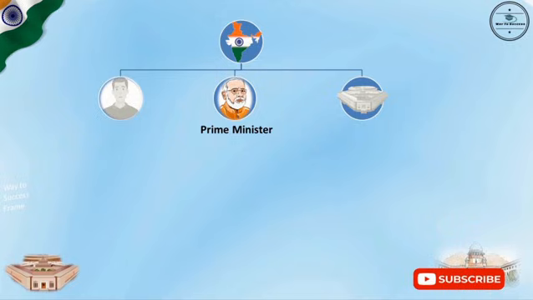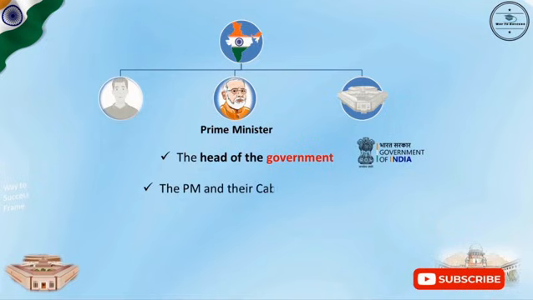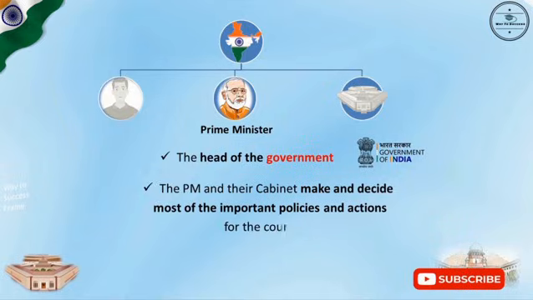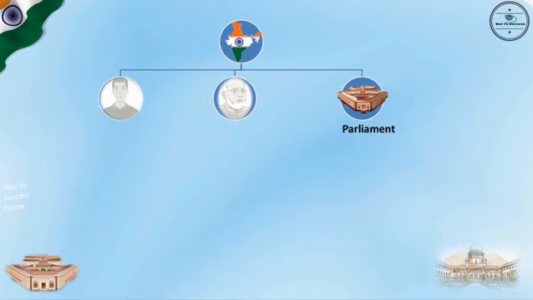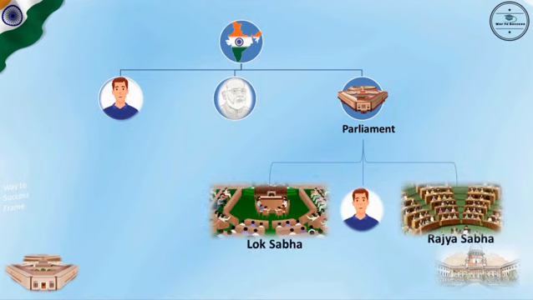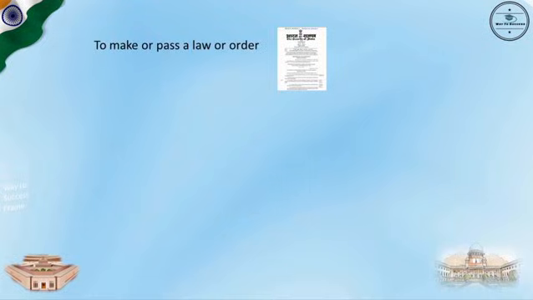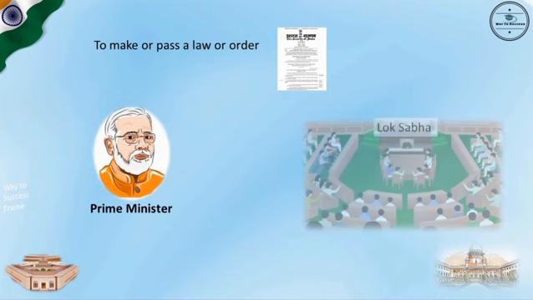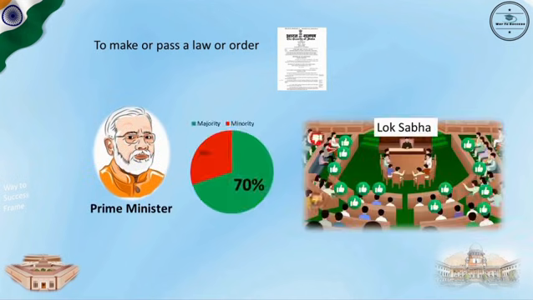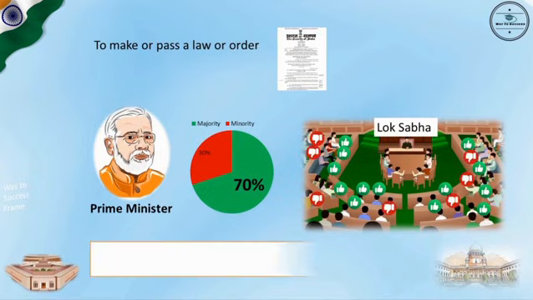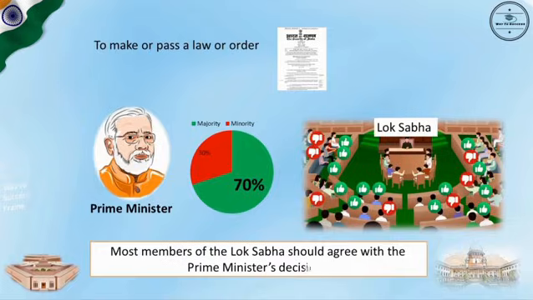The Prime Minister. The Prime Minister is the head of the government. The Prime Minister and the Cabinet make and decide most of the important policies and actions for the country. The Parliament. Parliament includes the President, Lok Sabha, and Rajya Sabha. To make or pass a law or order like a memorandum, the Prime Minister must have the support of the majority of members in the Lok Sabha. This means most members of the Lok Sabha should agree with the Prime Minister's decisions.